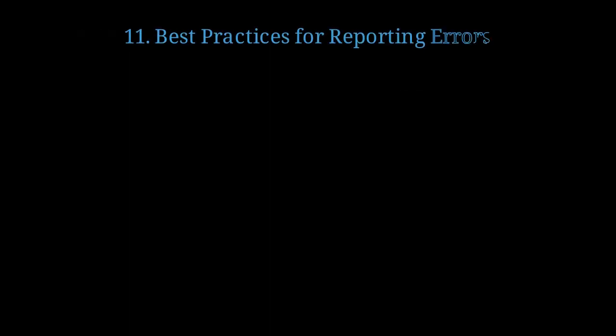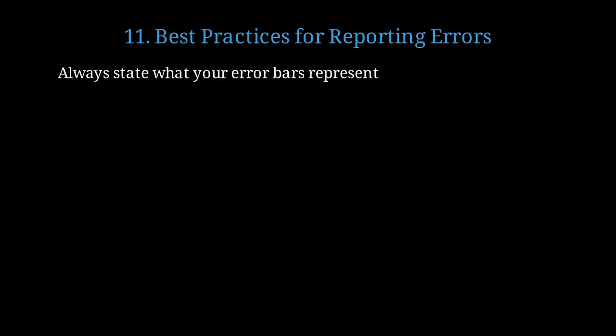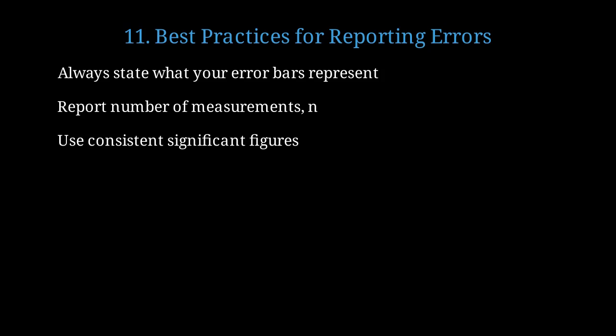Let's review best practices for reporting measurement errors in scientific work. Best practice 1. Always explicitly state what your error bars represent in figure captions and legends. Best practice 2. Report the number of measurements used to calculate your errors. Best practice 3. Use consistent significant figures. The uncertainty should guide how many digits to report.